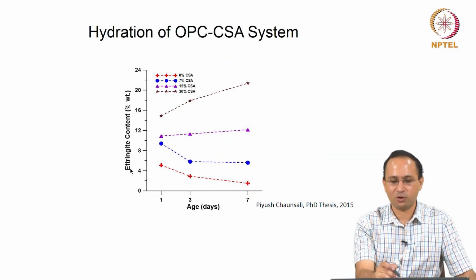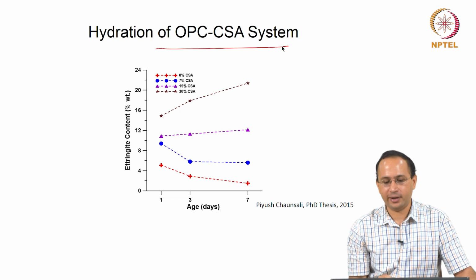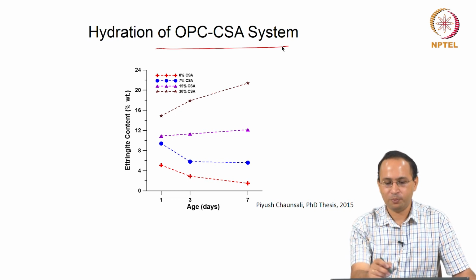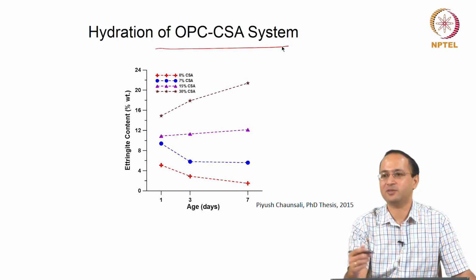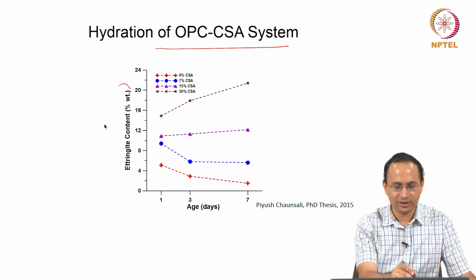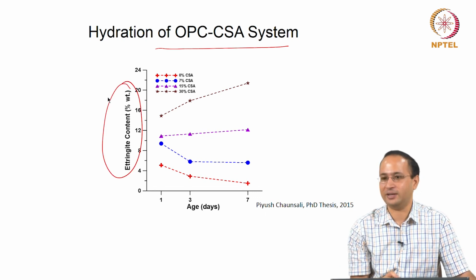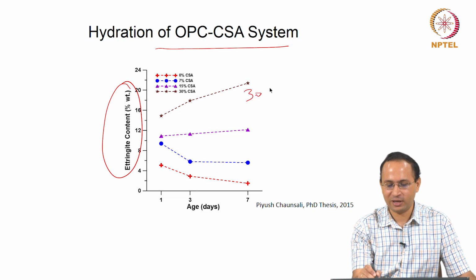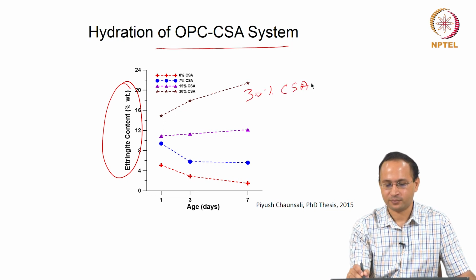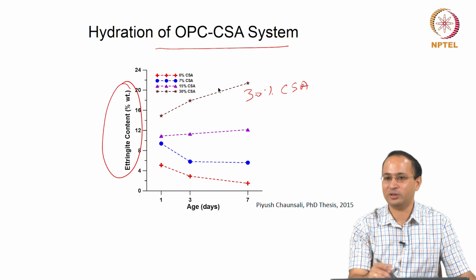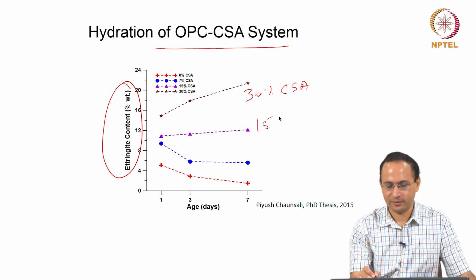This is again an application of XRD to understand the hydration of the OPC-CSA system. OPC-CSA is Portland cement calcium sulfoaluminate system. So, you can monitor the amount of, in this case, ettringite with time. You see when you have 30% CSA, ettringite is much more than in the other, like this 15%.